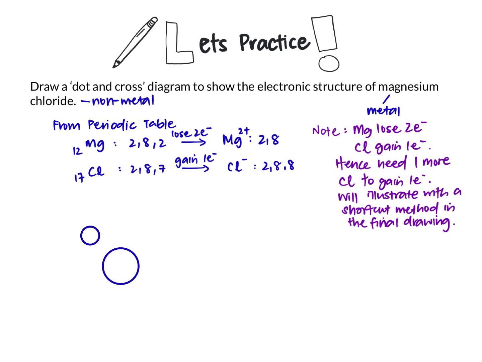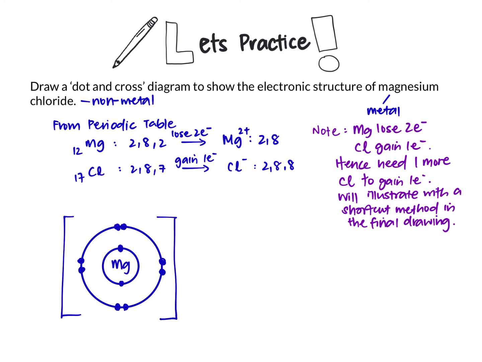So I'm drawing the first shell and second shell of magnesium. 2 electrons in the first shell, 8 electrons in the second shell. So the magnesium ion has a charge of 2+. So I am just drawing the ion of magnesium first.